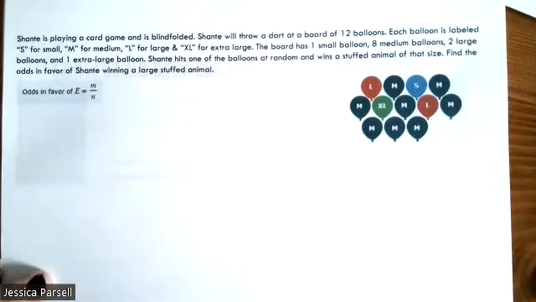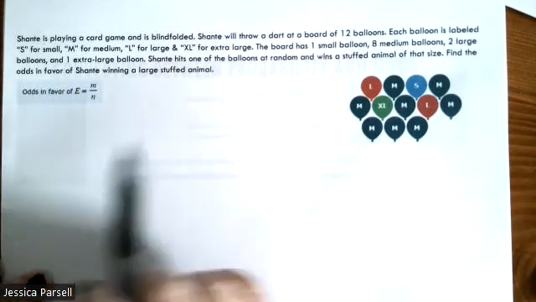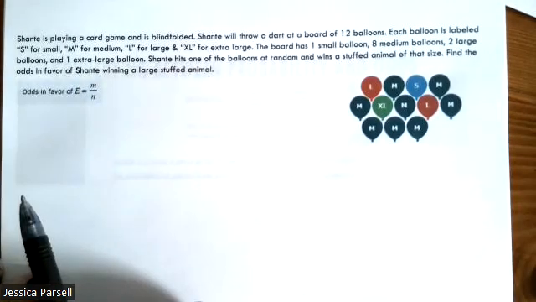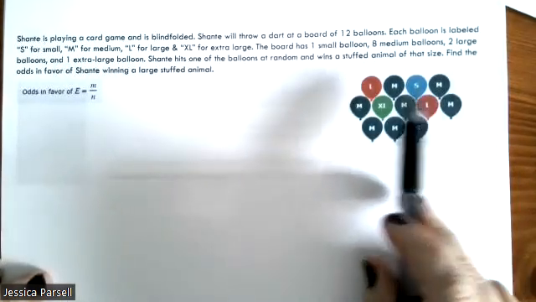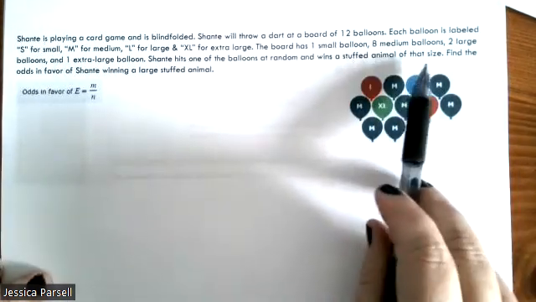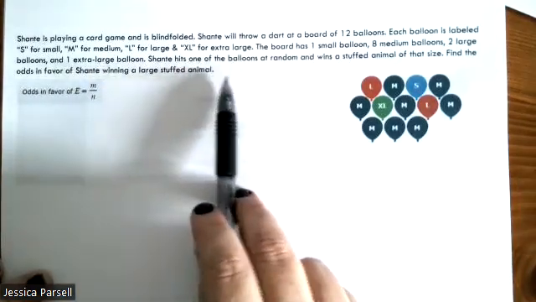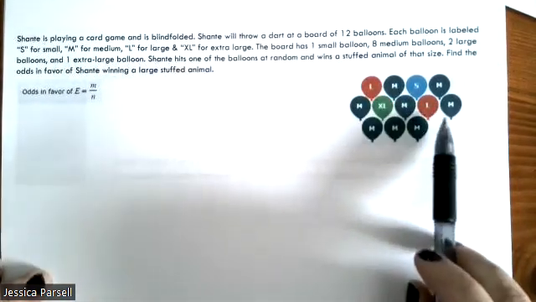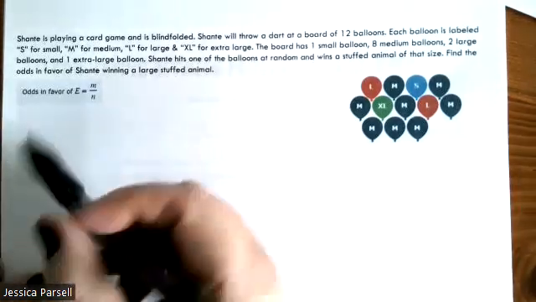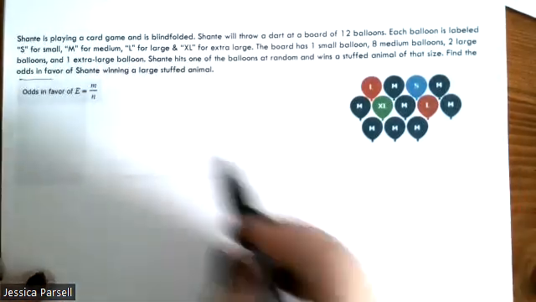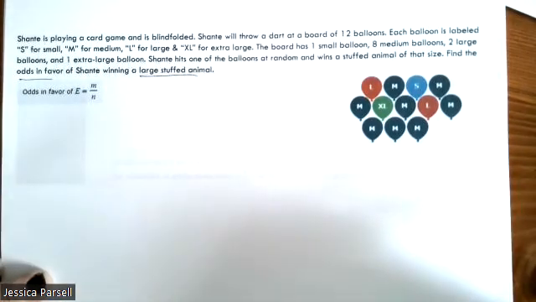Okay, Shantae's playing another card game and is still blindfolded. Shantae's still throwing a dart at the board of 12 balloons. We know that the balloons are all labeled and they tell us how they're broken down. Shantae hits one of the balloons at random and wins a stuffed animal of whatever size. Find the odds in favor of Shantae winning a large stuffed animal.